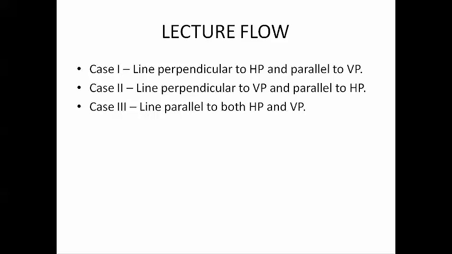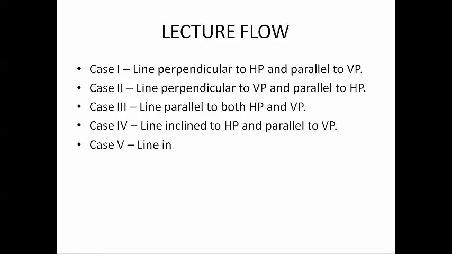Alright, line perpendicular to VP, then line perpendicular to HP, we have line parallel to HP and VP, then we have line inclined to HP and parallel to VP, and finally we have line inclined to VP and parallel to HP. So these are the 5 cases that I'll be taking up. So without further ado, let's get started.